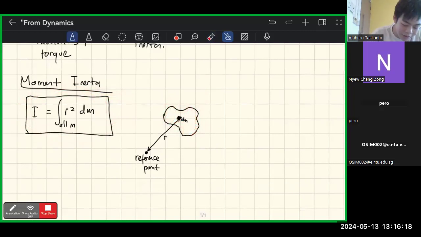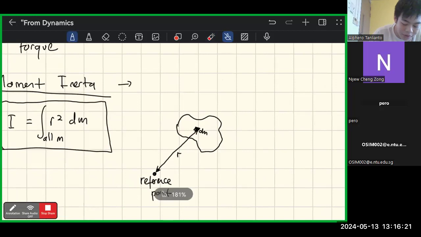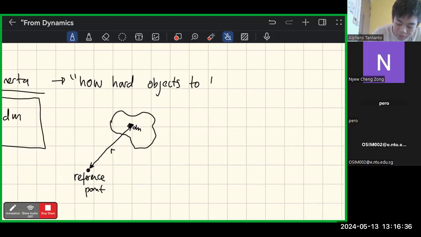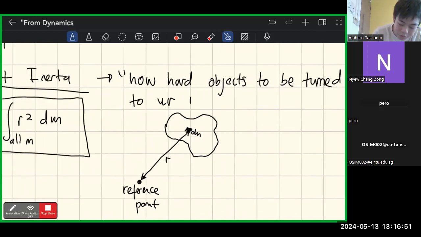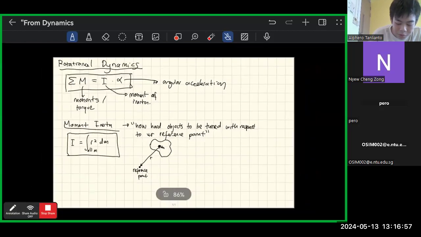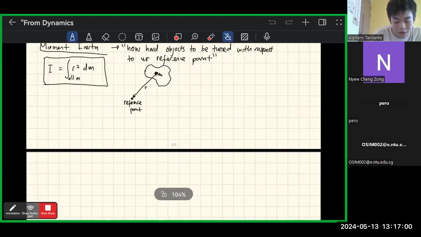But moment of inertia is basically, in a physical way, we can say that this is the thing that defines how hard an object is to be turned with respect to your reference point. Okay, so that's all about moment of inertia, but we'll talk more with an example.